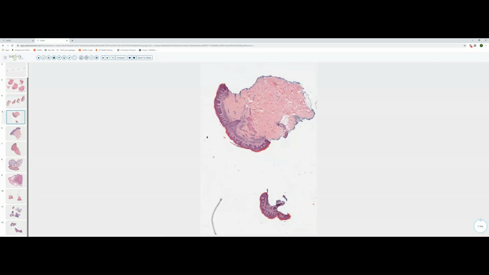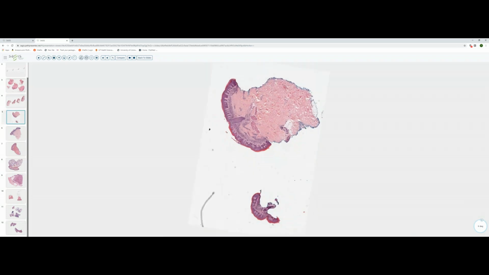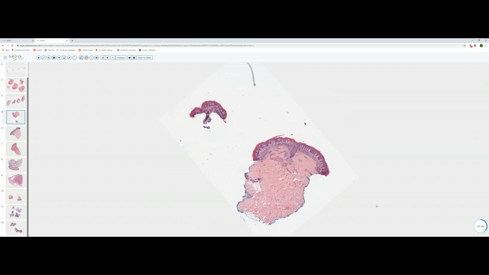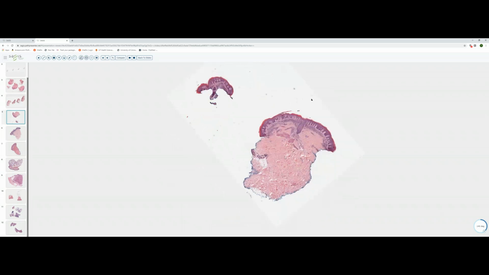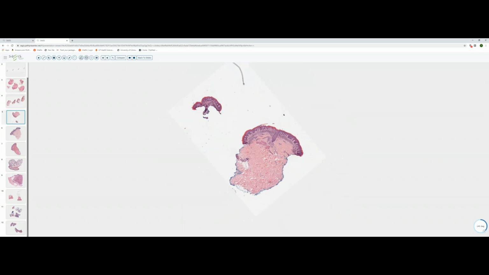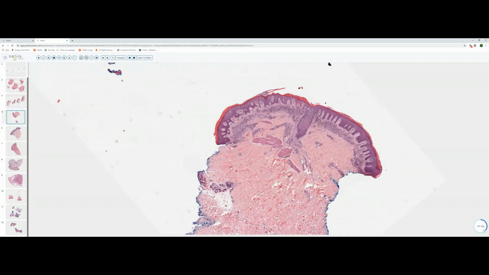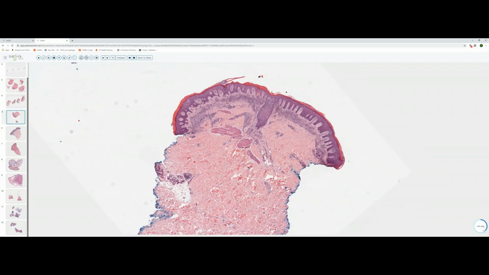Okay, let's go ahead and move on to slide 5. I'm going to flip the slide again. And here we have a pretty robust punch biopsy from the trunk. And first blush, it looks like a psoriasiform lichenoid dermatitis. One can see a little bit of scale crust in the stratum corneum.